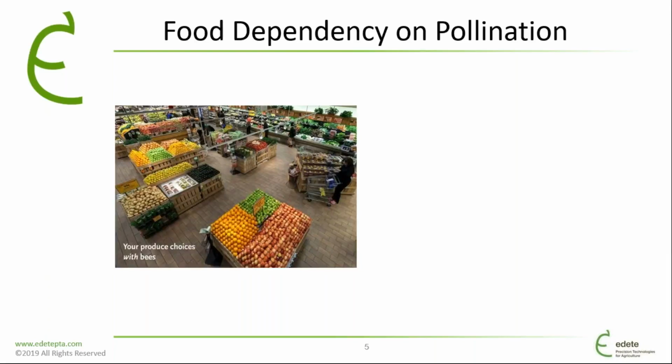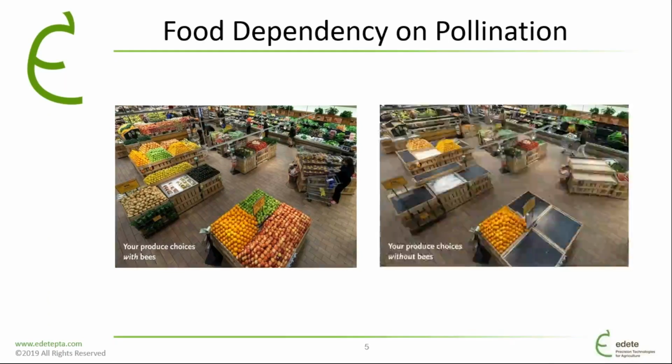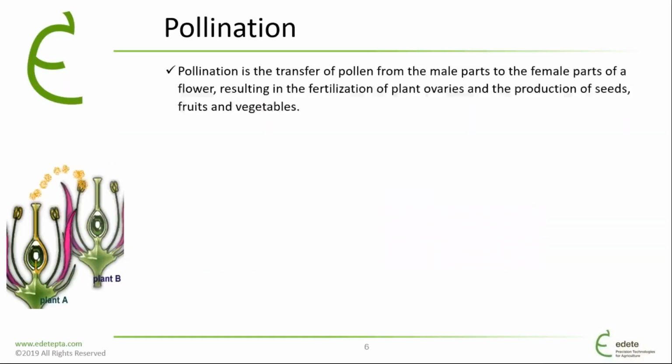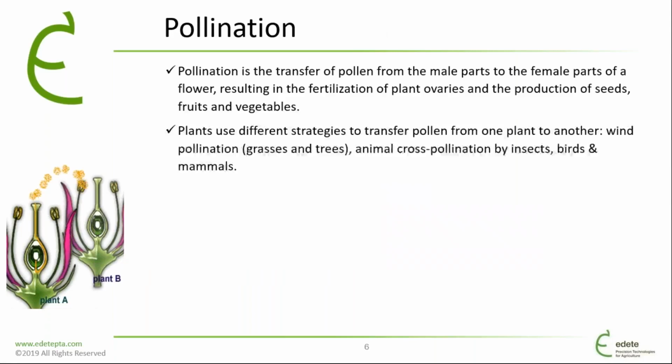Since you've heard about pollination problems during the previous webinars, I'll go very quickly over the next few slides. Just as a teaser, this is how a normal supermarket looks with bees, and this is what it might look like if there were no bees. Pollination is the transfer of pollen from the anther, the male part of the flower, to the female part. There, the pollen germinates and then fertilization occurs, resulting in the reproduction of seeds, fruits, and vegetables.